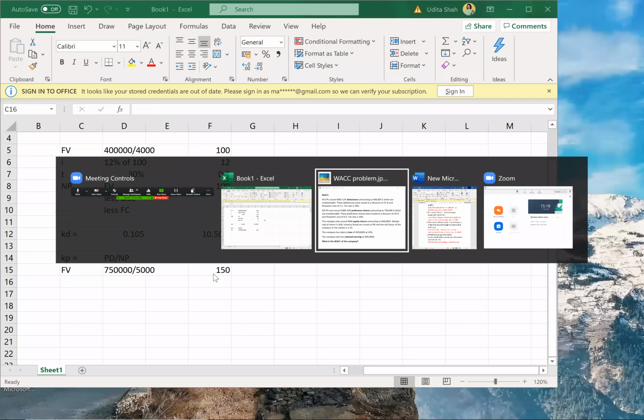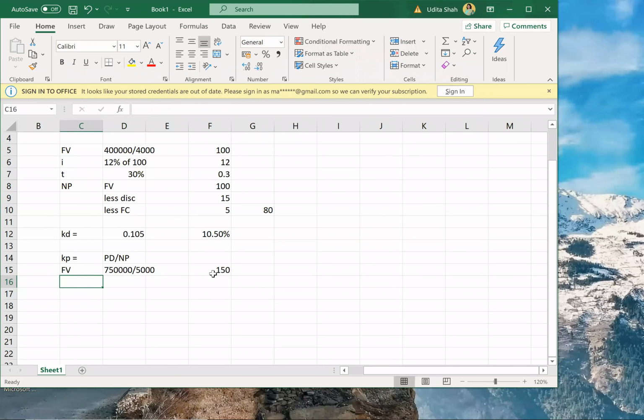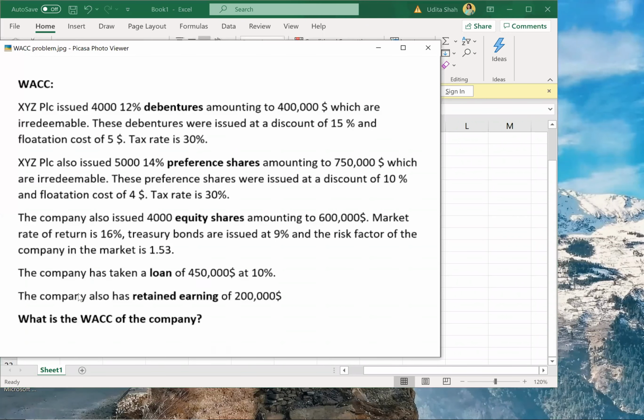Next, PD is 14%. Preference dividend is 14% of face value. So 14% of 150, that is 150 into 0.14. PD is 21.